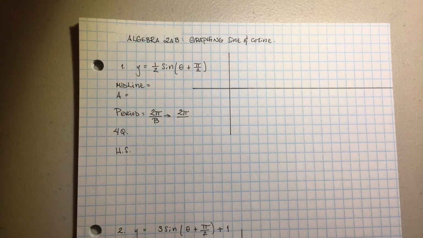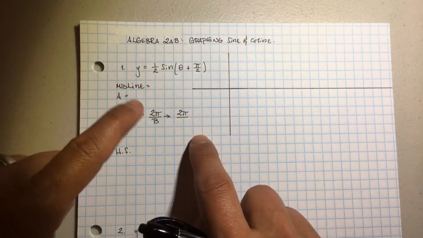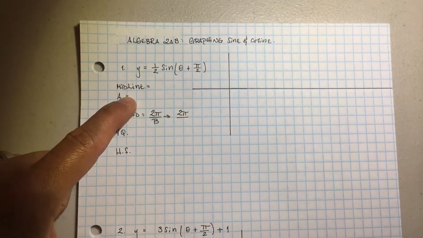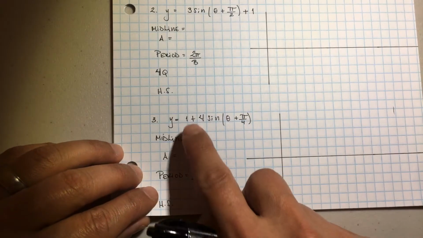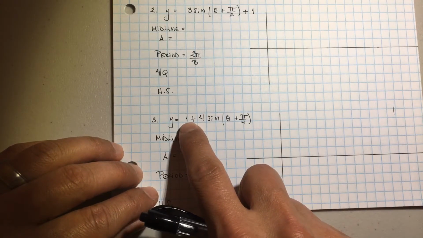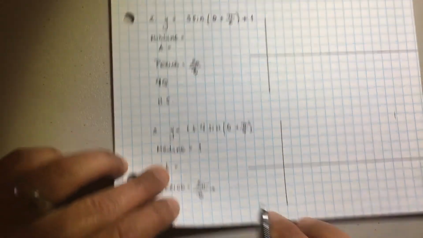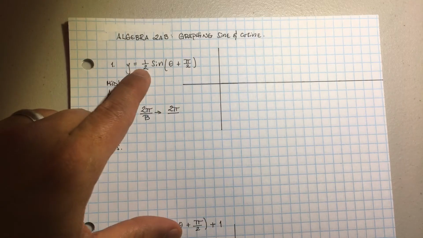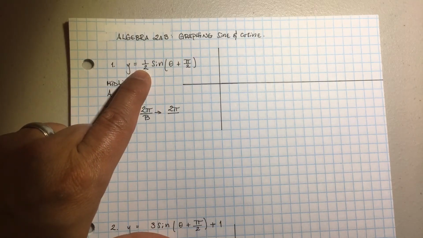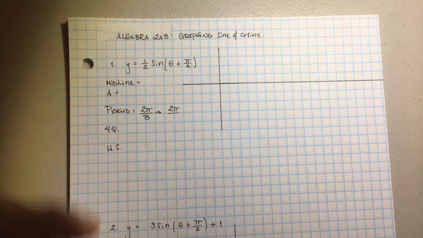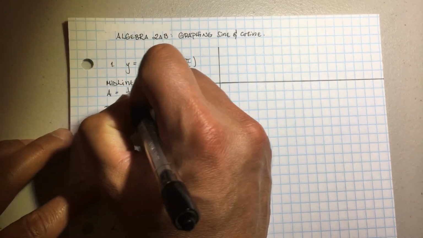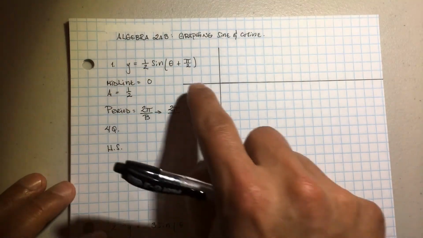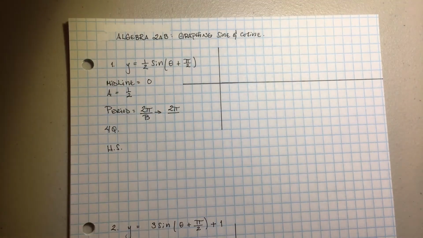But the first thing you want to do is set this up. What's our midline? Well, the midline is whatever number is out here. Sometimes it's in the front. Like if you notice number 3, it's out in the front. So for this one, the midline is actually going to be 1. But for the first one, where's the midline? There's nothing out here. Don't get confused. This is not the midline. This is actually the amplitude because it's right next to the sine it's multiplying. So the amplitude is half. There is no midline, it's actually 0. So the midline is going to stay right there. It's not going to change.